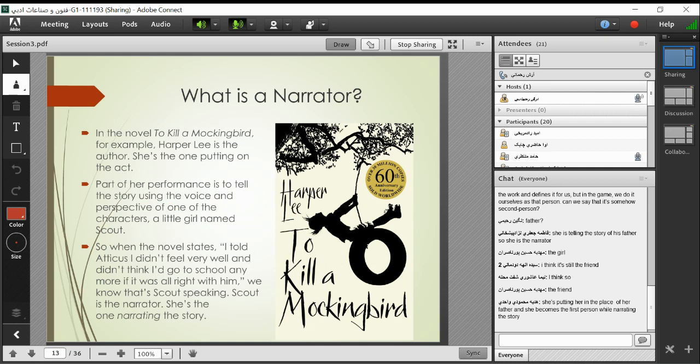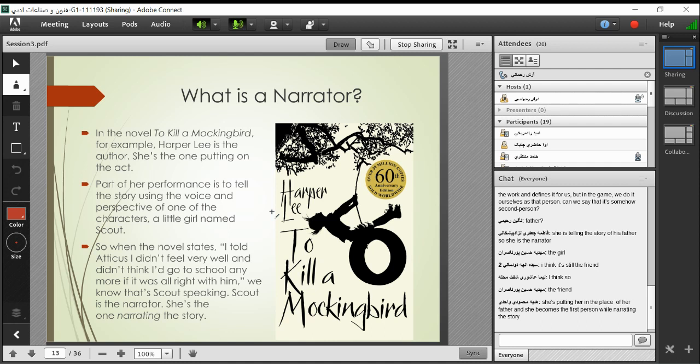Let's talk about an example of one of my favorite novels, To Kill a Mockingbird, which is about racial injustice in the United States. It's the story of a black man who's accused of a crime, and now a white lawyer is actually trying to defend this black defendant. Now, who's the writer of the story? Well, obviously, Harper Lee is the writer of the story. She's the one who's performing. She's the one who's performing on the stage. She's the one writing it.